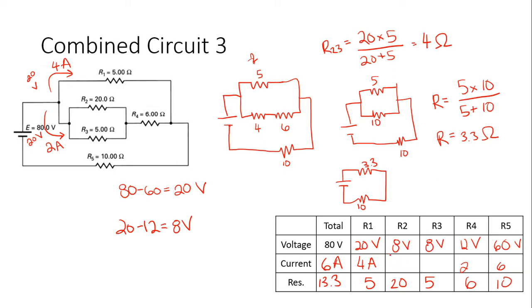And then 8 divided by 20, 0.4 amps, and 8 divided by 5, 1.6 amps, and guess what? 0.4 plus 1.6 equals 2. So that's perfect. All right.